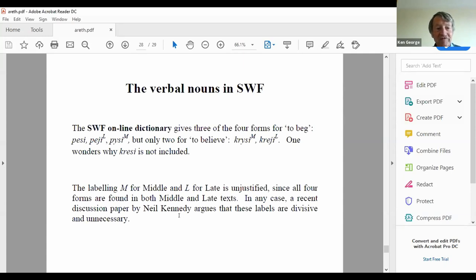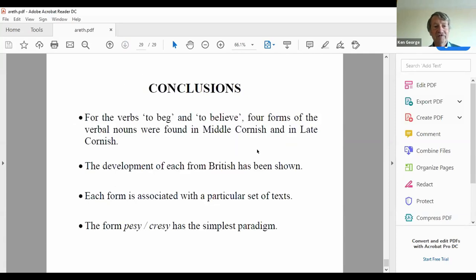Well, as I say, the labelling for middle and late is unjustified, since all four forms are found in both middle and late texts. And some of us will know that Neil Kennedy has argued that these labels are divisive and unnecessary. So we may have to modify, and I hope one will modify, the online dictionary in the light of that evidence. So let's conclude.